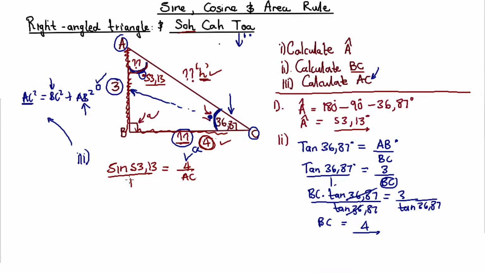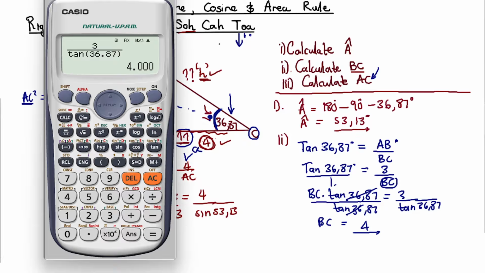Divide both sides by 1 on the left hand side, cross multiply. AC multiplied by sine 53.13 is equal to 4. Then we divide by sine 53.13. Cancel. AC is equal to 4 over sine 53.13. Answer syntax error. I think it wants me to close this bracket. Here we go, 5.